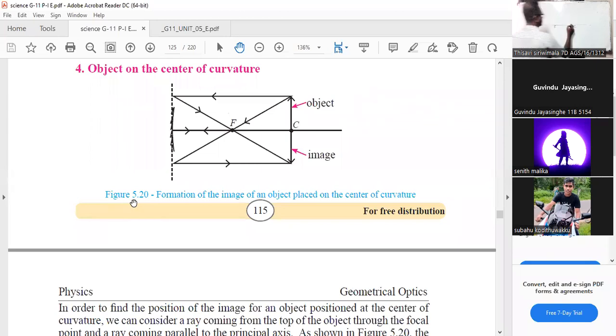Right. Mark the object. Parallel to the principal axis will go through the focus. It will be difficult for me also because I don't have access to the mathematical instruments.